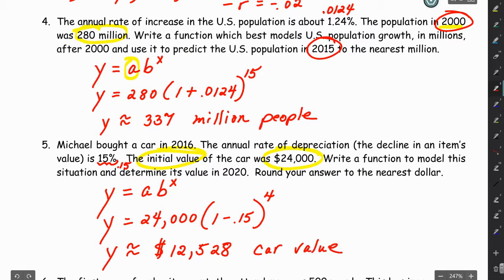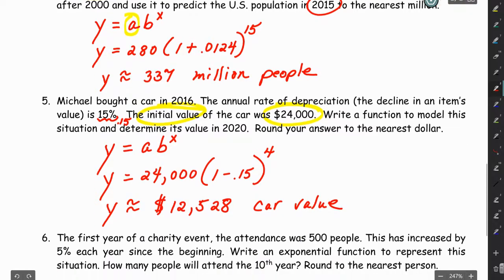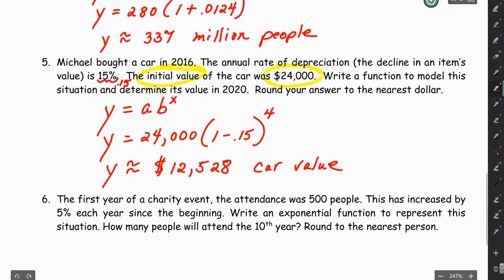That's a true story, by the way. My son Michael bought his car in 2016 and spent that amount of money, so I don't think Michael will be too happy to hear that his car is now worth about $12,000.